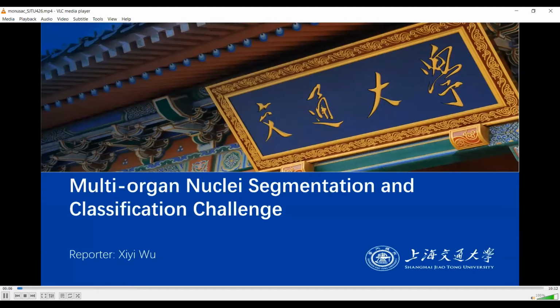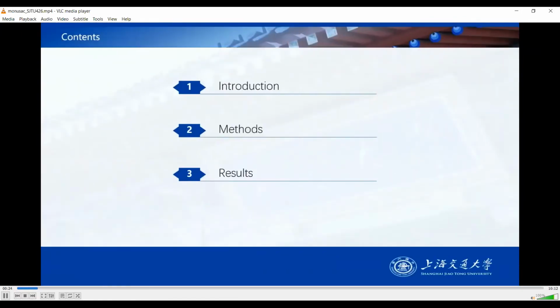Good morning, everyone. My name is Wu Xiyi. I'm from Shanghai Jiao Tong University. I'm very glad to have this opportunity to present my algorithm of the challenge, multi-organ nuclear segmentation and classification. My presentation will include these 3 parts. First, introduction about this challenge. Second, the main methods we used. And the last, the results we got.